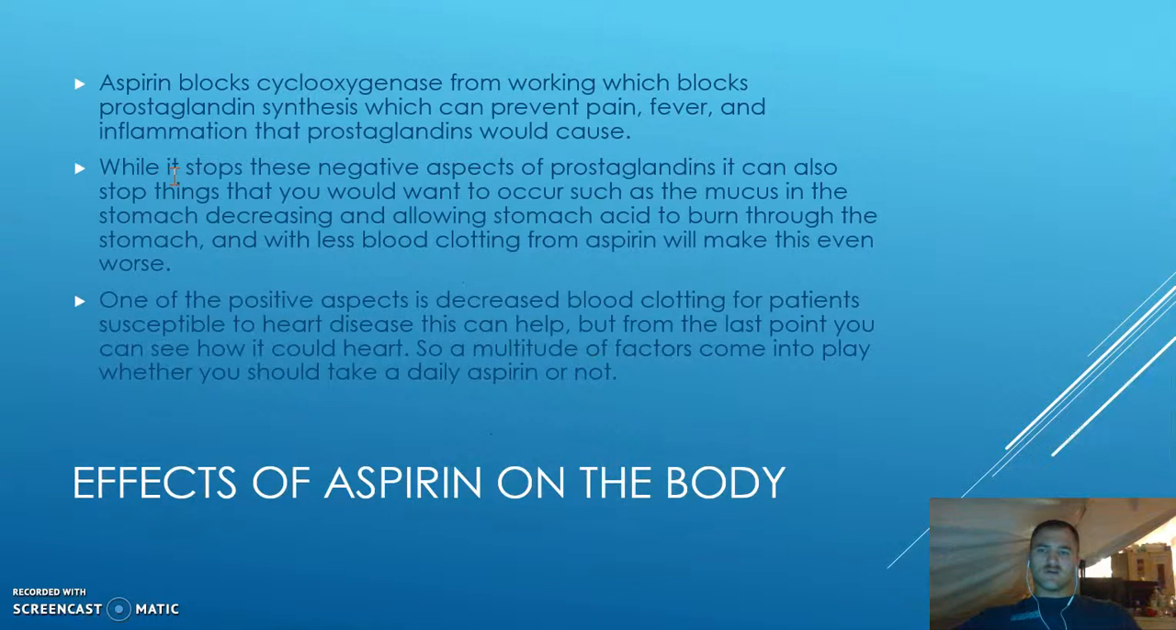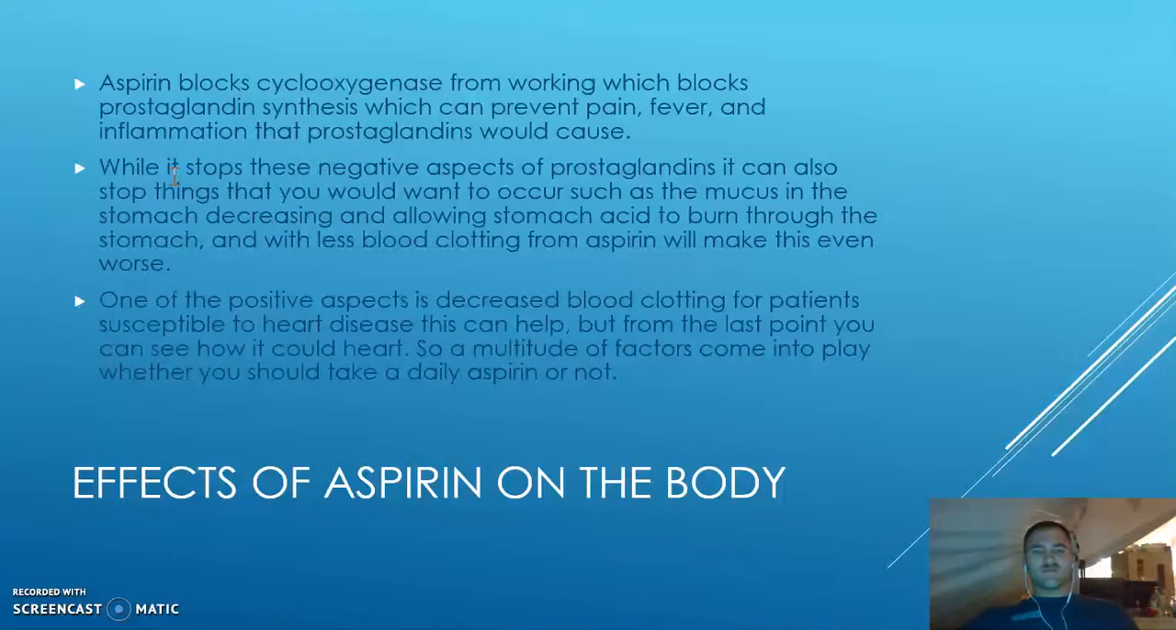We'll get into the next slide here. So aspirin blocks cyclooxygenase from working or from changing into the pain receptor and attaching to the nerve and sending that to the brain. So prostaglandin synthesis, this is going to prevent pain, fever, and inflammation that the prostaglandins would normally cause.